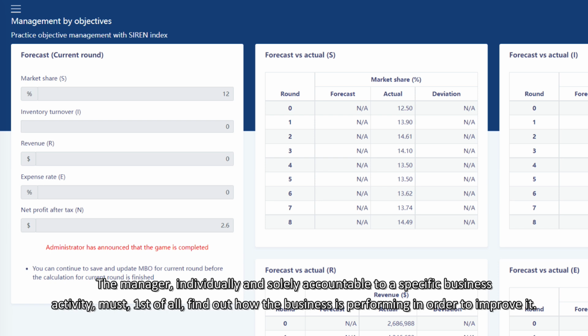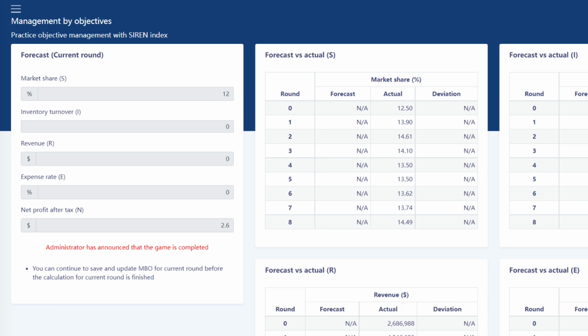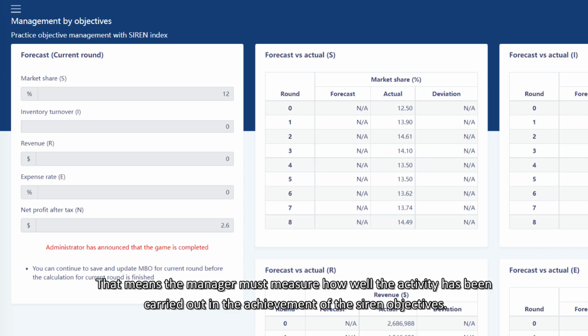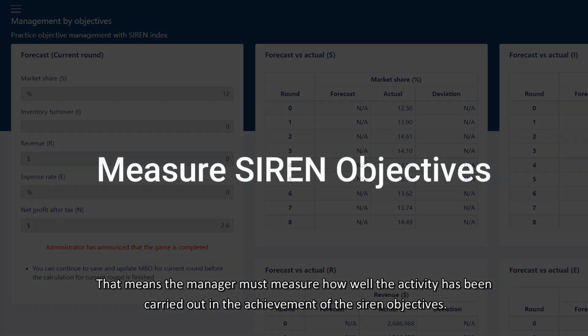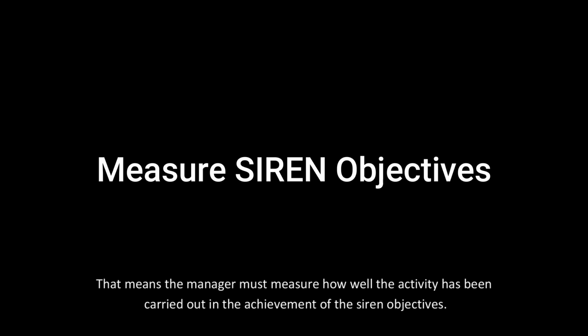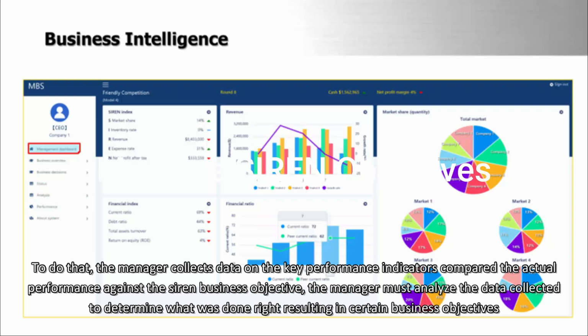The manager, individually and solely accountable to a specific business activity, must first of all find out how the business is performing in order to improve it. That means the manager must measure how well the activity has been carried out in the achievement of the SIREN objectives. To do that, the manager collects data on the key performance indicators, and compares the actual performance against the SIREN business objectives.